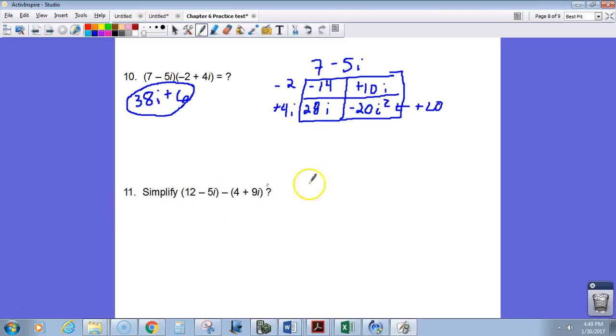This one doesn't want us to multiply, it just wants us to simplify, so we just do the same thing. 12 minus, you just treat it like a variable unless we ever get i squared. I'm going to distribute this negative. Negative 4 minus 9i. Combine my like terms. So 12 minus 4 is 8, minus 14i. Okay.